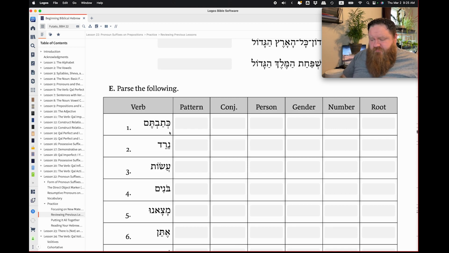Number one. Five letters here, we got to figure out what's extra. Hopefully the first thing that jumps out at you is the tem suffix. That tem suffix is a qal perfect 2MP suffix, and if you take it off, you get katav, a root that you should recognize from your vocabulary.